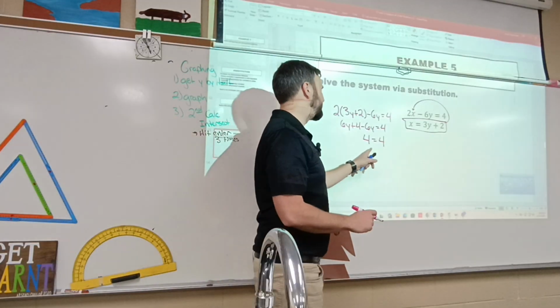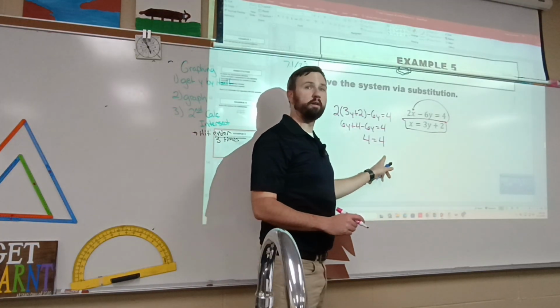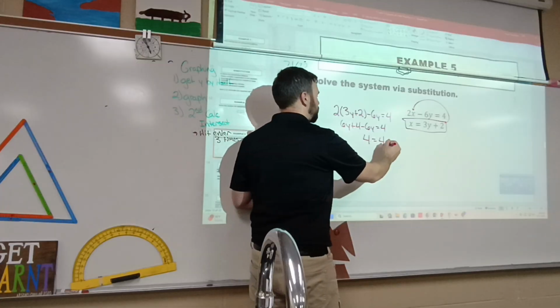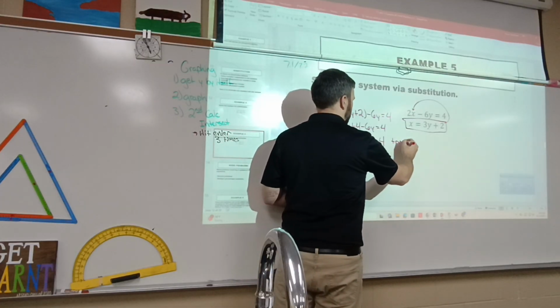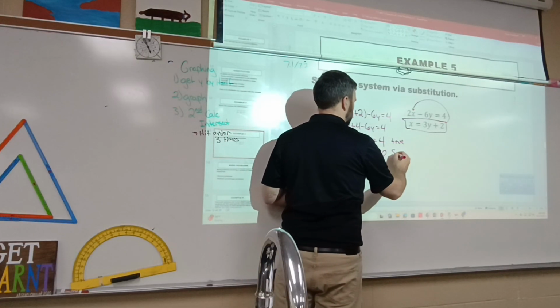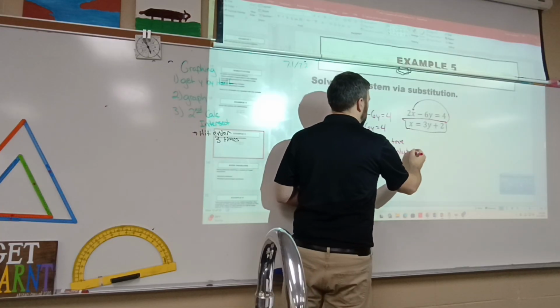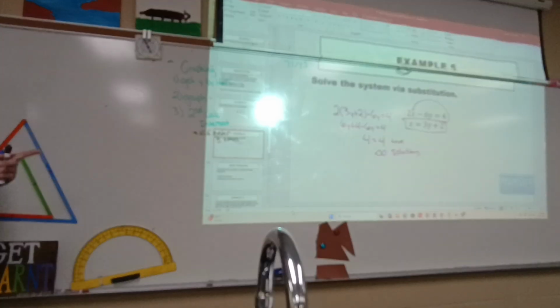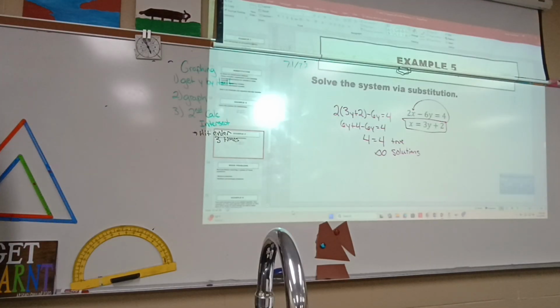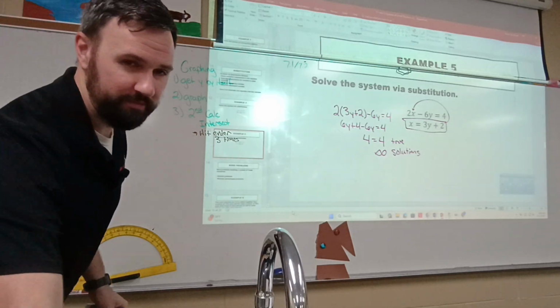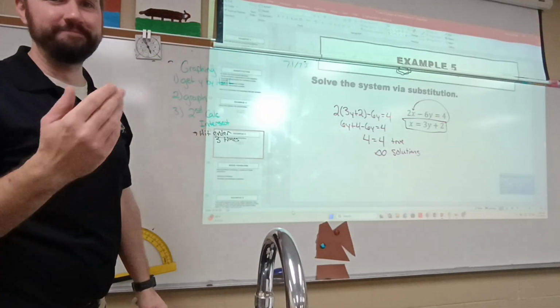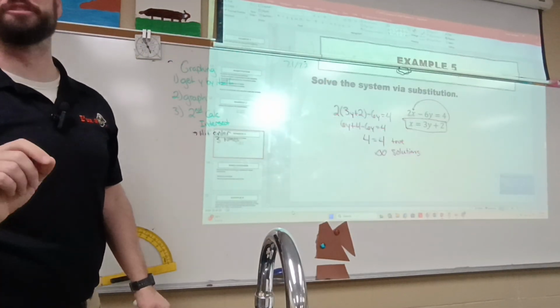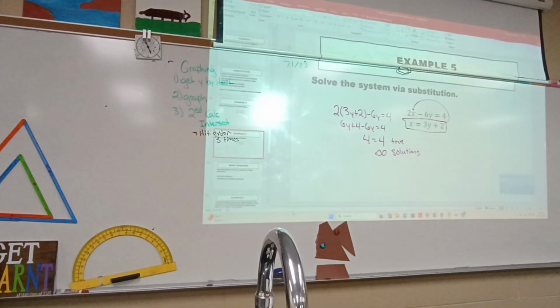Now here's the question. Is that a true statement? Does 4 equal 4? Yes. If this is true, then we have infinite solutions, because it means no matter what number I plug in for x, it works on both equations. If that is not true, it means it's never true no matter what I plug in.